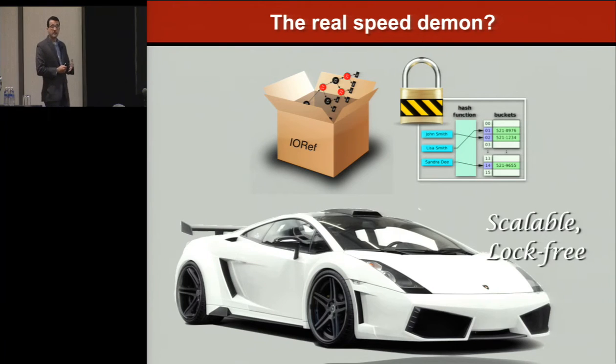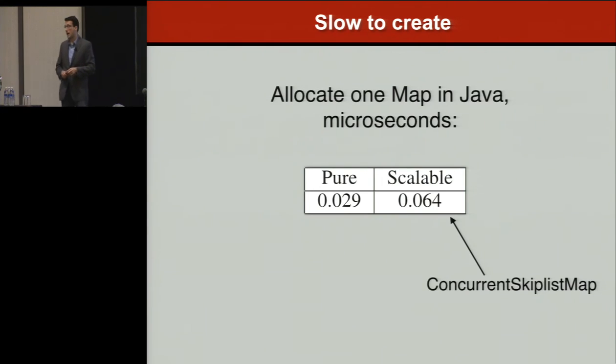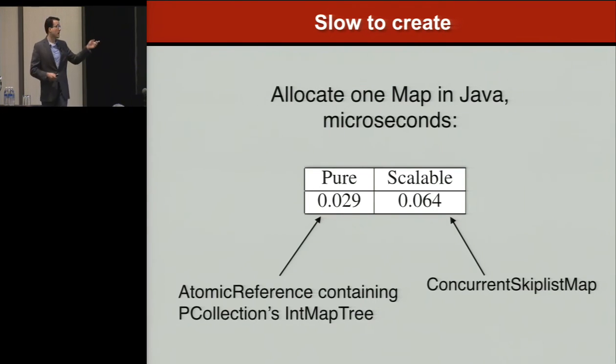And once we've done that, perhaps we're done. Perhaps we can use those for everything. I wish it were so easy, but alas not. Even in Java, where the Java concurrency library is quite mature and well-tuned, it still takes over twice as long to allocate a single concurrent skip list map as to allocate an atomic reference containing a purely functional map.